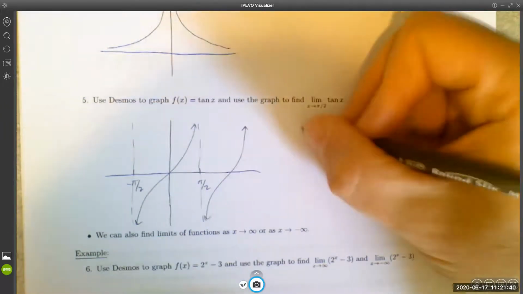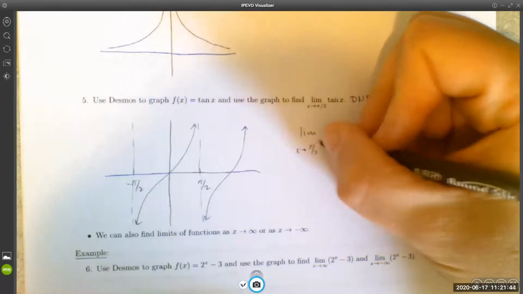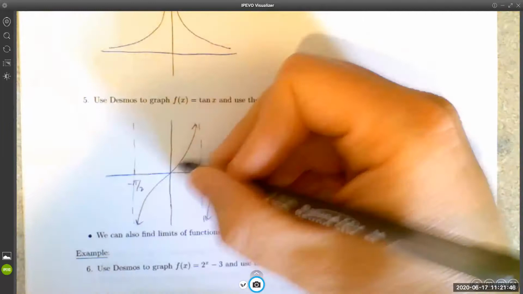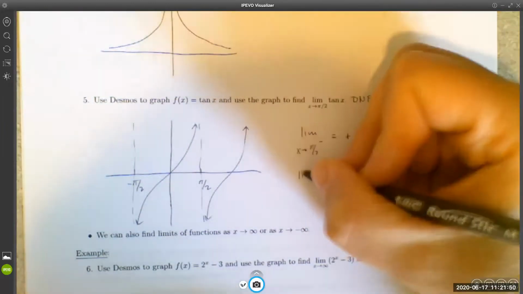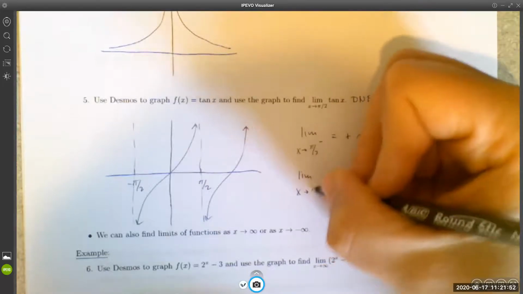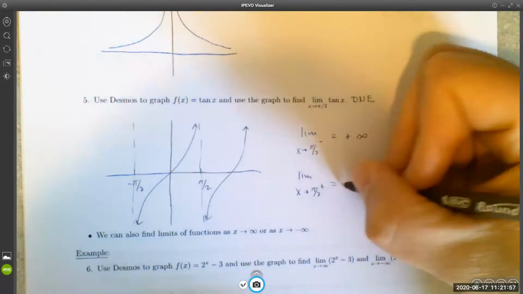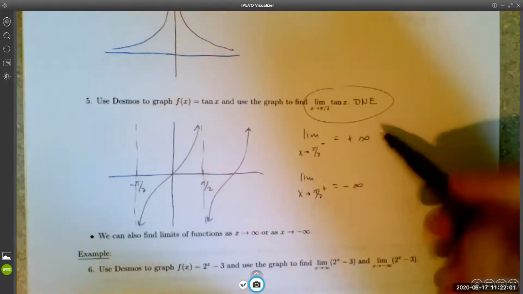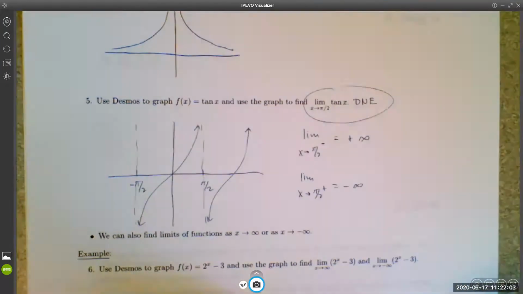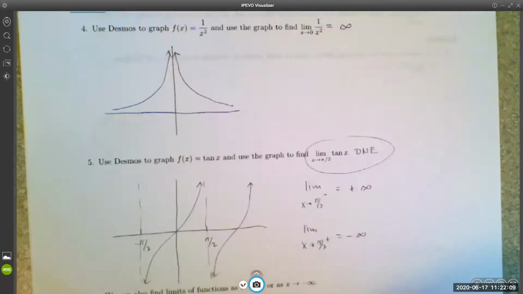We could say, of course, the limit as x approaches pi over 2 from the left, that it's approaching positive infinity. And as we approach from the right, it's going down to negative infinity. But then the limit overall doesn't exist because you're going in 2 separate directions. Okay? So that's one way that infinity could show up when we're dealing with limits.